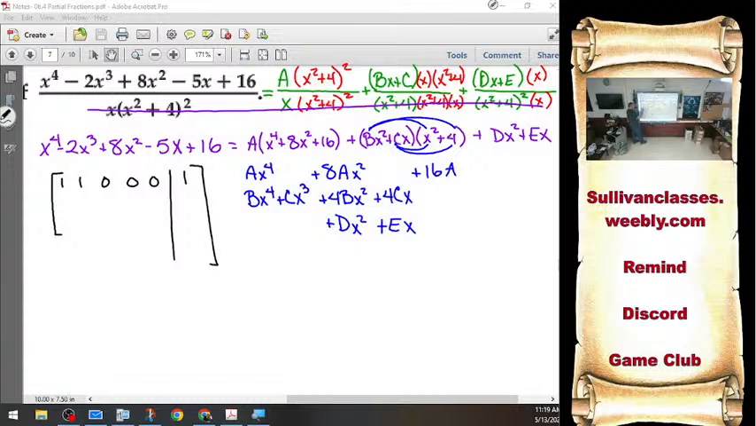Then I'd do x to the third. Well, that one's easy. 0a, 0b, 1c, 0d, 0e is negative 2. I'd have 8 a's, 4 b's, no c's, 1 d, 0 e's is 8. Do you see how you can make the matrix out of it? If you can do that, you can also dump it in your calculator and ref. Okay?